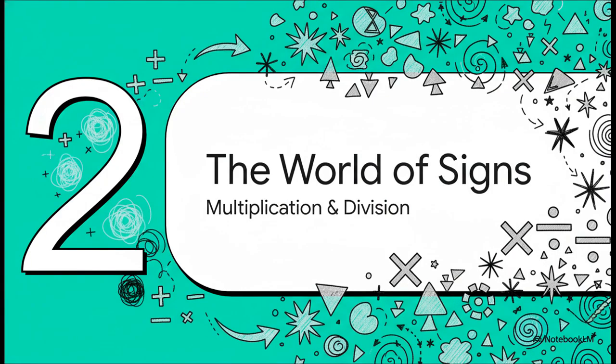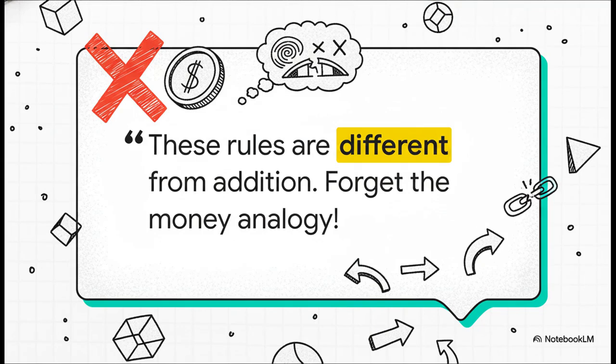Okay, deep breath. We've got addition and subtraction down. Now we're going to switch gears and step into a completely different world. This one has its own separate set of rules, and it's for multiplication and division. And listen, this part is so important. You have to forget everything we just said about money. Just throw it out the window for a minute. It does not apply here. But the good news? These new rules are way, way simpler.